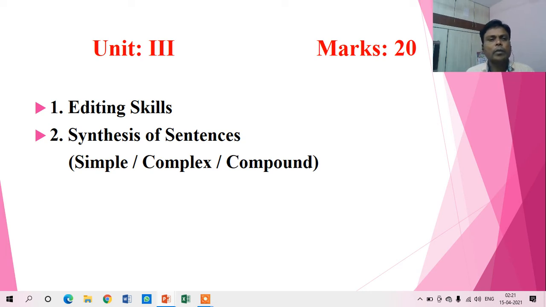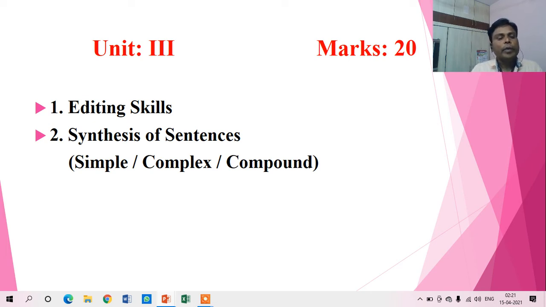There are various sorts of punctuation marks we study. For example, full stop, then comma, then hyphen, then semicolon, colon, question mark, exclamation mark, and square brackets, apostrophe, quotation marks. All these things are to be incorporated properly into our piece of writing. Then only our writing will become flawless. So editing is very important in our writing. So we are going to discuss editing skill in the first topic of unit number 3.